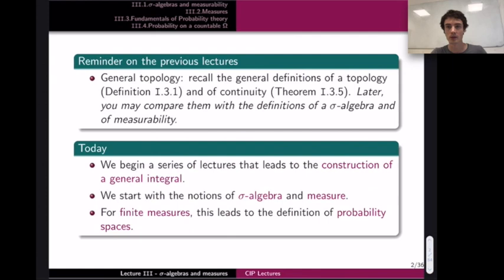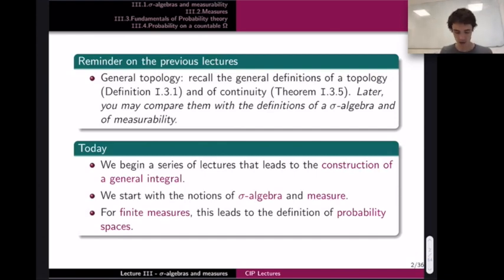Let me remind you that in the previous lectures we discussed some general notions of topology, in particular in metric and normed vector spaces, and I gave you the definition of general topology. It would be nice to compare this definition to the definition of sigma-algebra that we will see in a few minutes, and also that of measurability of functions to the characterization of continuity that we've seen in this theorem.